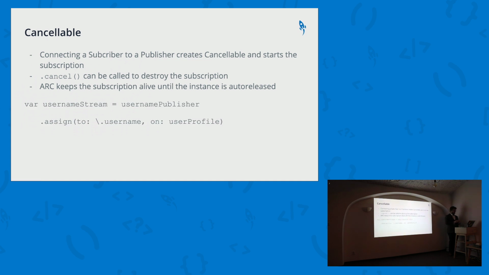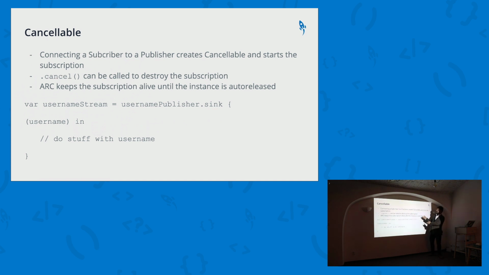So how can we make cancelables? For example, if we have some publisher, then the easiest cancelable we can create is just .assign, and .assign is a subscriber which takes an instance and a type-safe key path, and then saves the events to that instance. It's pretty easy. And another useful one is sink. And sink does basically the same thing, but you can really do something with the object or the event you get. So for example, this one does stuff with the username that's passed into the closure that's given as an argument.